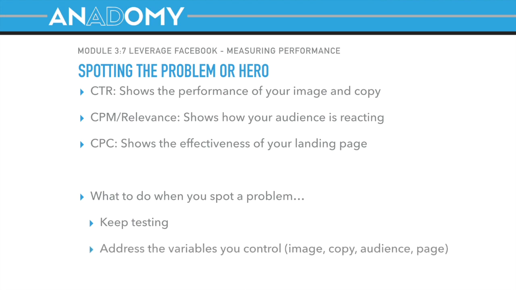The other thing we have to do is address the variables that we control. We control our image, our copy, our audience, and our landing page. Based on your key performance indicators, you can make really intelligent decisions about addressing these various variables. Finally, decide whether your ROI warrants you to continue spending on these ads or not. If you have a very high value per client, your key performance indicators could look like crap on Facebook, but it could be a money campaign for you depending on what your business looks like.